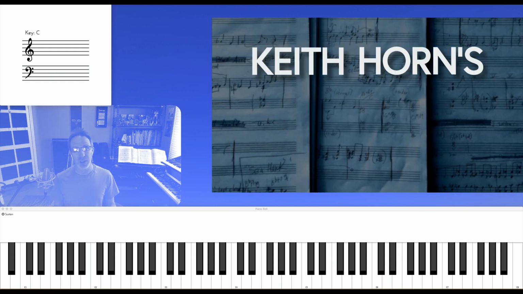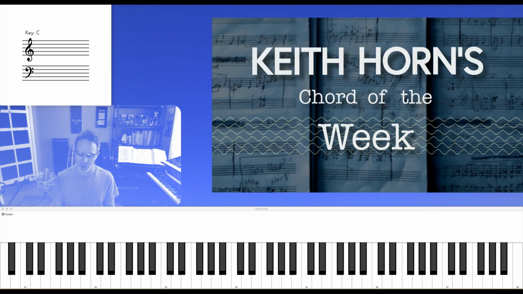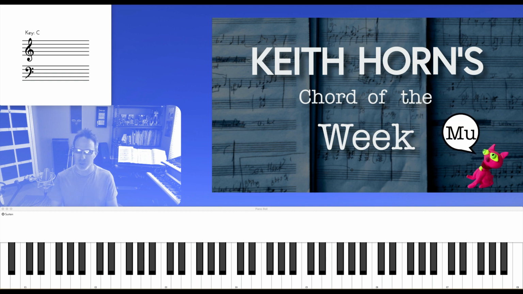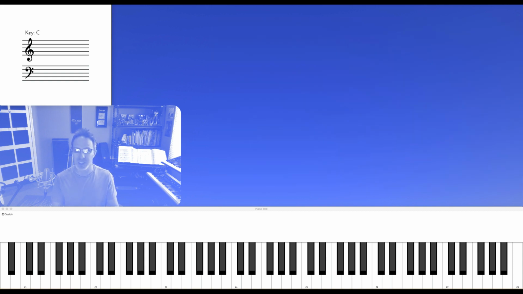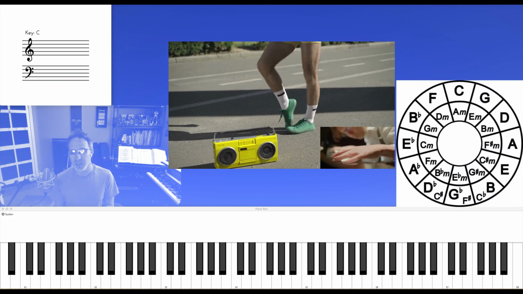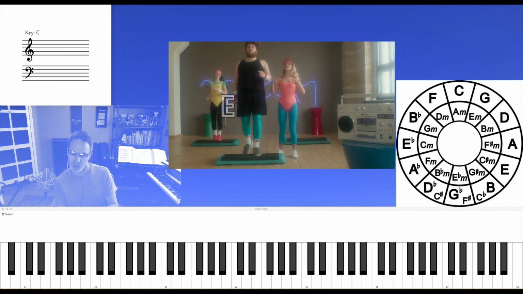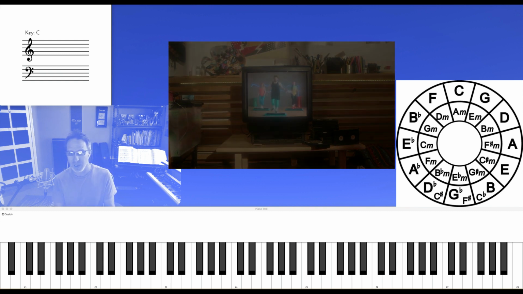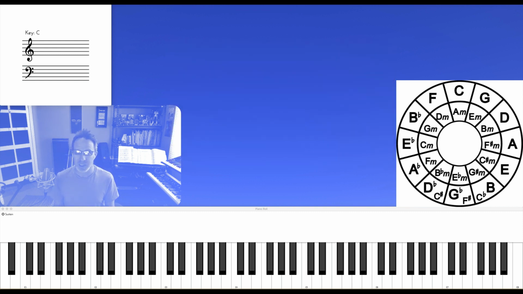In my chord of the week videos, whichever chord I'm focusing on, or sometimes it's a pair of chords or a specific voicing that I'm focusing on in that video, at the end I always give some exercises, and almost every time I run it through the circle of fifths. And running it through the circle of fifths either to the left or the right, those are two really good ways to play something in all 12 keys.